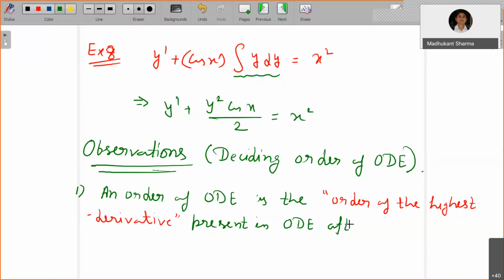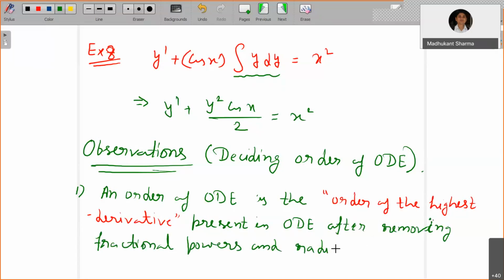after removing fractional powers and radical terms. I have already mentioned what the radical terms are, those types of integration terms. So the order of an ODE can be decided as the order of the highest derivative present in the ODE after removing fractional powers and radical terms.